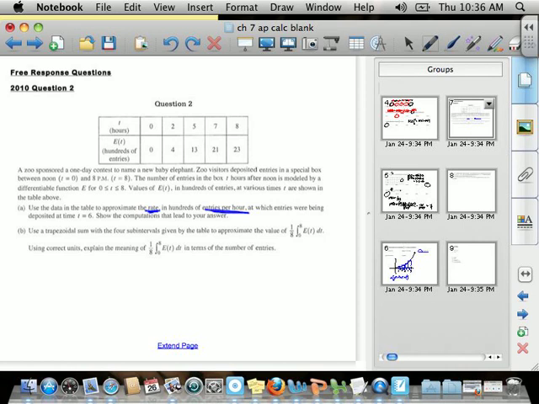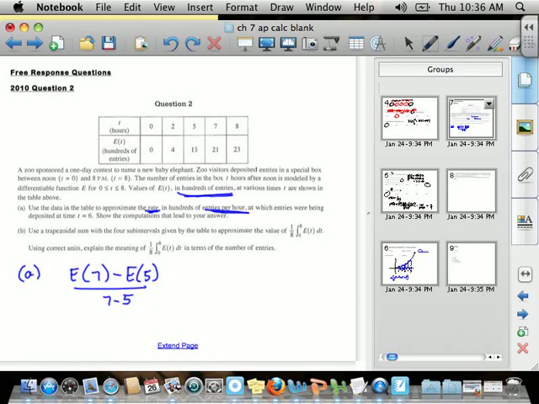And you knew that the values of E of t was in hundreds of entries. So how do you get entries per hour then? So you'd have to do some kind of divide by time, right? So for A, you're going to have to do E of 7 minus E of 5 all over 7 minus 5. You can't do the derivative because you don't have any function to take the derivative of. So this is a slope question.